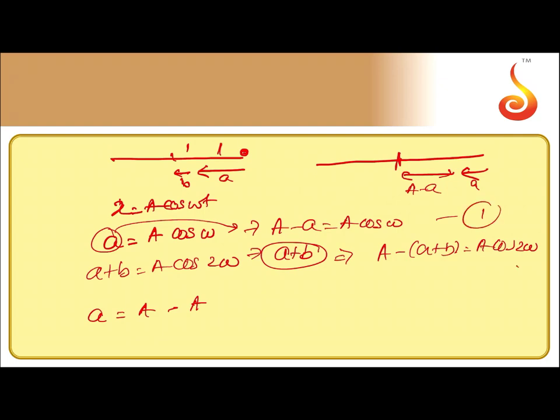So I have equation 1 and equation 2. What are those equations? Small a is equal to A minus A cos omega. You can pause the video, go back to the earlier slide and check what that equation is. a is equal to A minus A cos omega. I have transferred it from one side to the other. a plus b is equal to A minus A cos 2 omega. So if I simplify it further, what do you get?